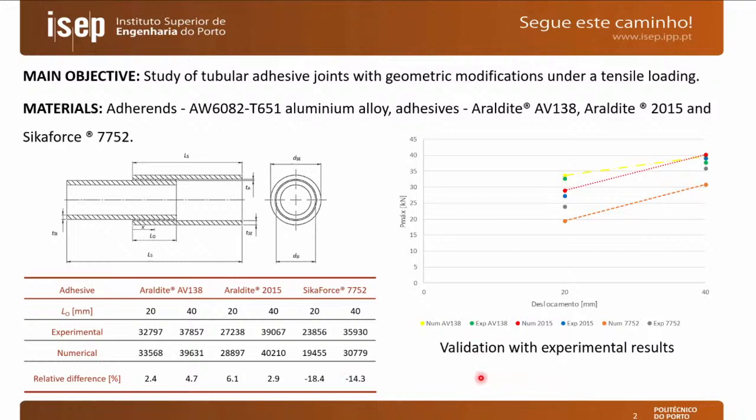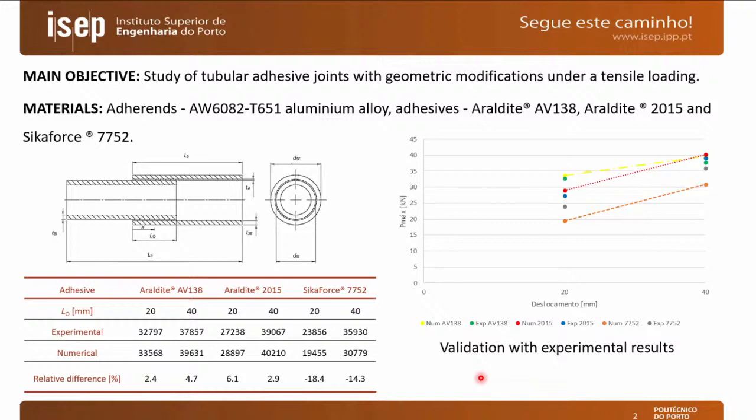The results are overall good. We can see a summary of the experimental results and the relative difference of the numerical simulations in the table. For the three adhesives that we considered in this work, we used the Araldite AV138, which is a very brittle adhesive, although it is strong. We considered the Araldite 2015, which is a less strong adhesive, but with 5% of strain to failure under tension. And then we considered the Sikaforce 7752, which is a polyurethane adhesive with the lowest strength of the three adhesives, but with the highest ductility.